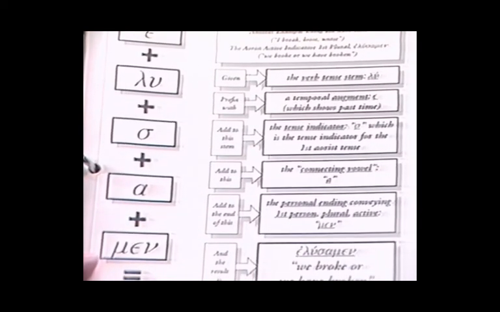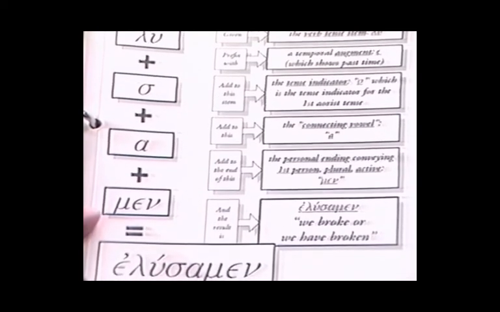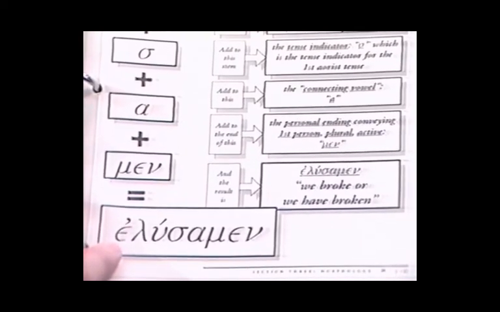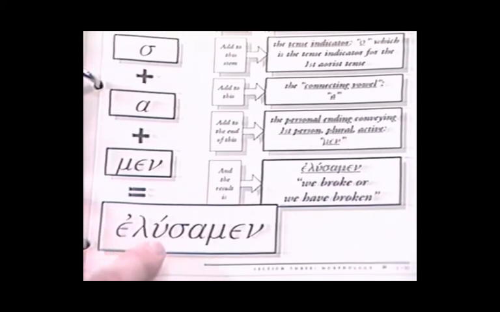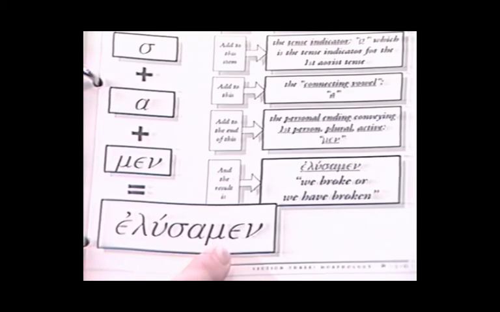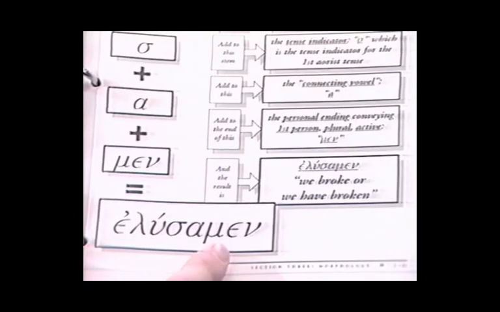And our personal ending, as we have seen in the last example, to show the first person plural active voice, is the ending men. We put all of this together, and here we see our augment out front, the verb stem, the tense indicator, the connecting vowel, and the ending, the first person plural active ending, meaning we. We would translate this into English, starting with the person and number. We, and then we want past time, we broke, or we have broken.